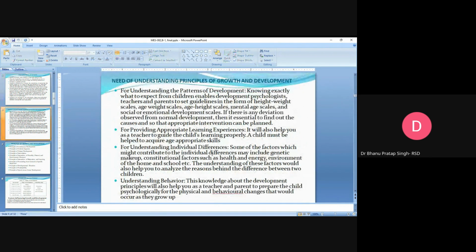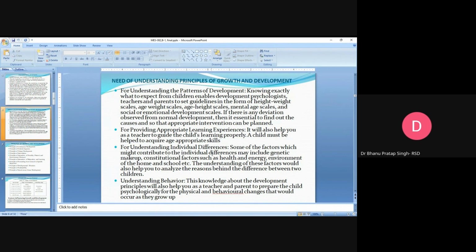So this is the need of understanding the principle of growth. As a teacher, what is the need, and why should we understand the principle of growth and development? For understanding the pattern of development, this is the most important. Why? Because as a teacher, as parents, we should be aware of the pattern of development.